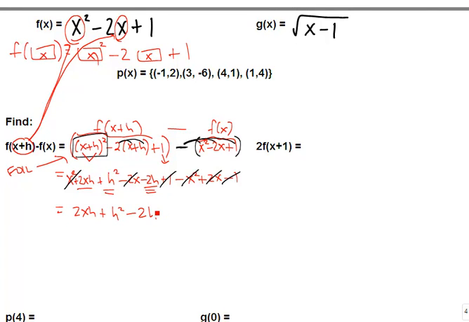And this is a very common thing that will happen. If you're doing this correctly, all of your terms that don't have h's should cancel out, and your final answer should have h terms only.